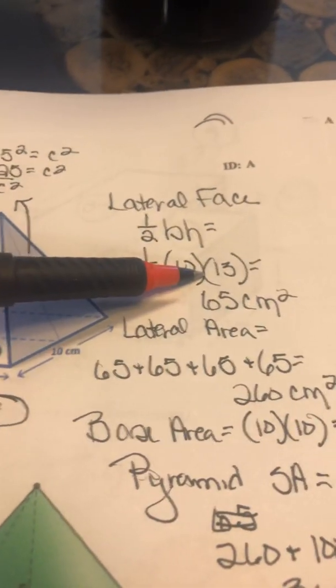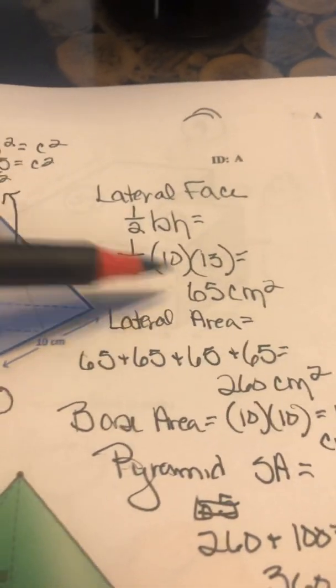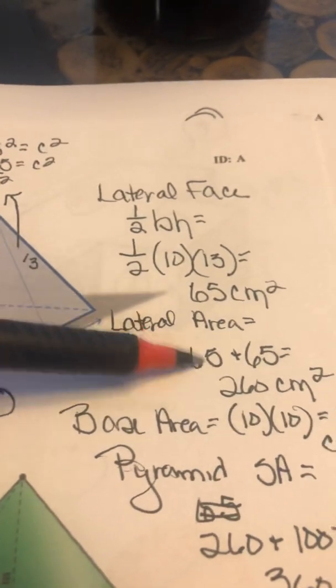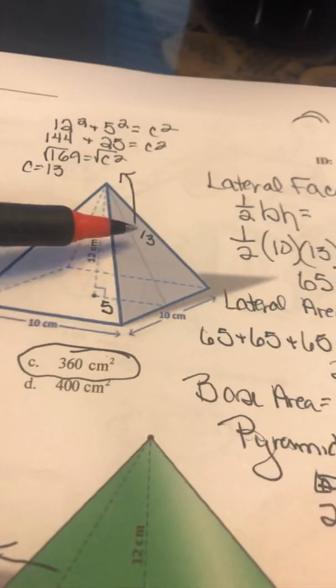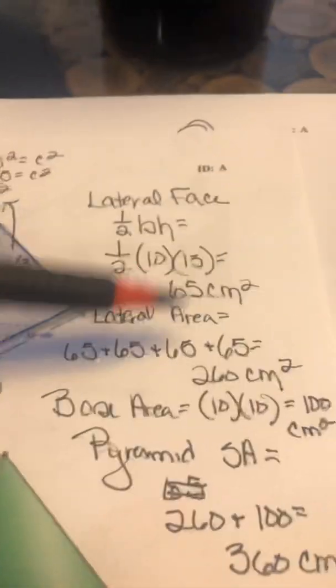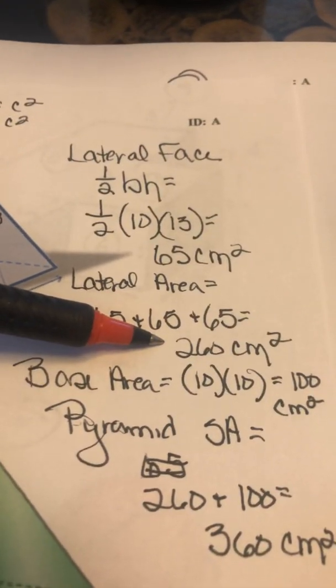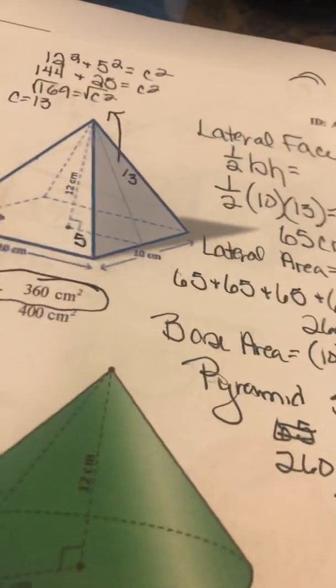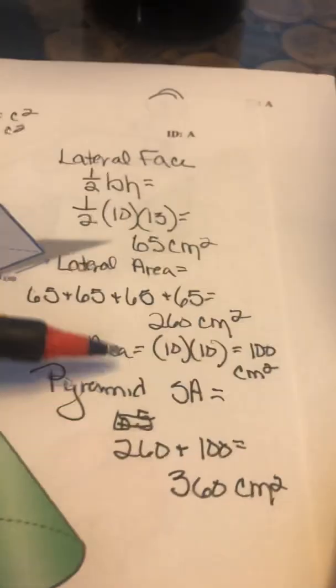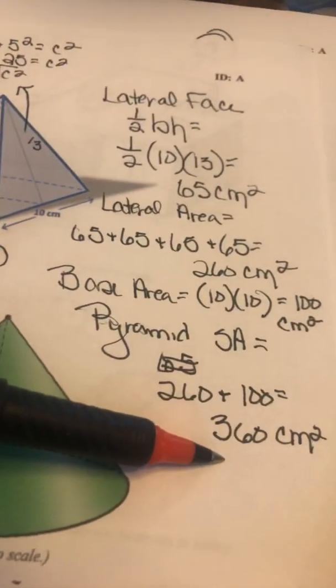10 times 13 is 65 centimeters squared, but we have 1, 2, 3, 4 of these faces, and that's why we're going to multiply them by 4 to get 260 centimeters squared. And then lastly, we just have to get the area of our base, which is 10 times 10, which is 100. So now we add these together, and our answer is 360 centimeters squared.